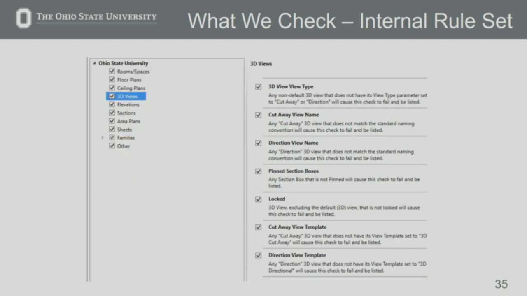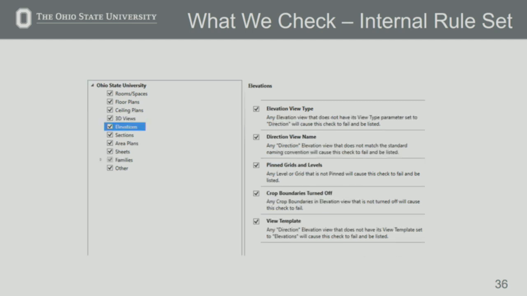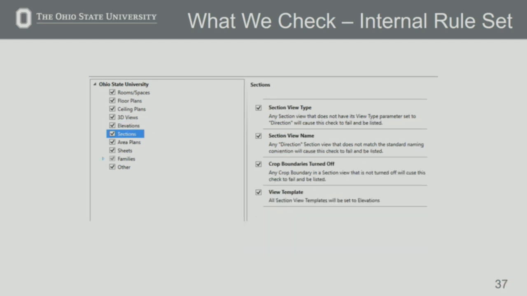3D views are very similar, but we also want to ensure that our section boxes are pinned, and it can check for that too, and that our 3D views are locked. We don't want those to be accidentally moved around later. Elevations are similar: naming conventions, pinning. We also want to make sure our crop boundaries are turned off. Sections are also similar to that.